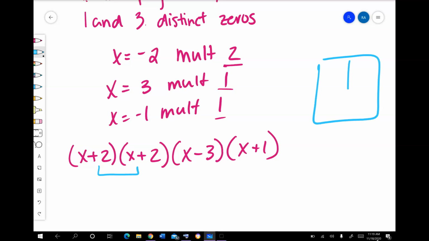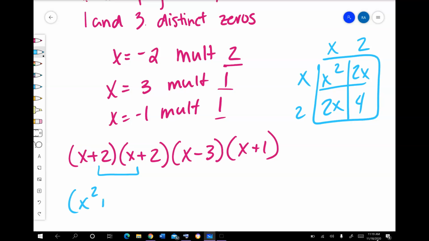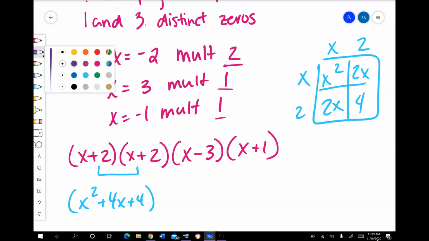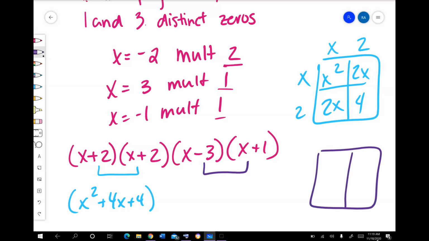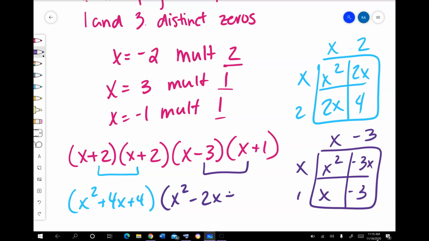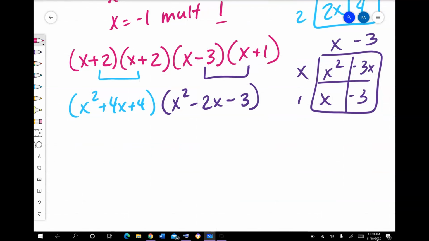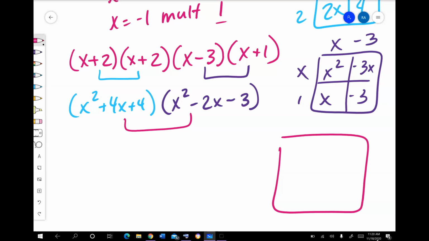Come over here and do your box method. x plus 2, plus 2. So these two boxed together now give me x squared plus 4x plus 4. Then I'm going to box in these two. Do another 2 by 2. And that's going to be x squared minus 2x minus 3. And then you're down to the final step. Boxing these 3 in. So I need a 3 by 3.